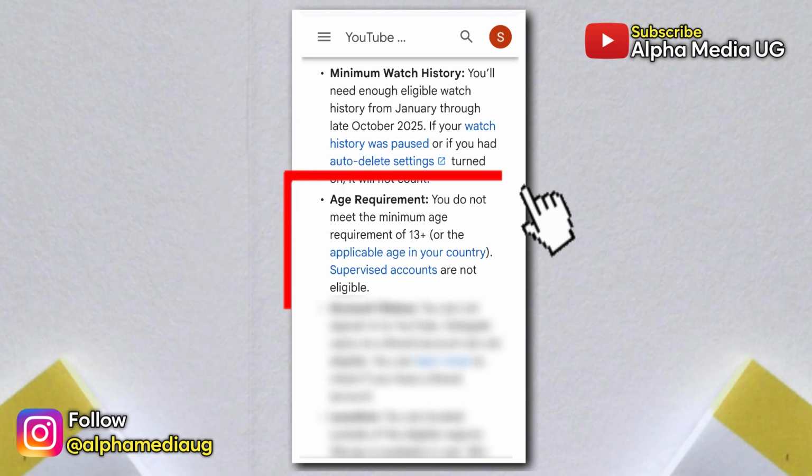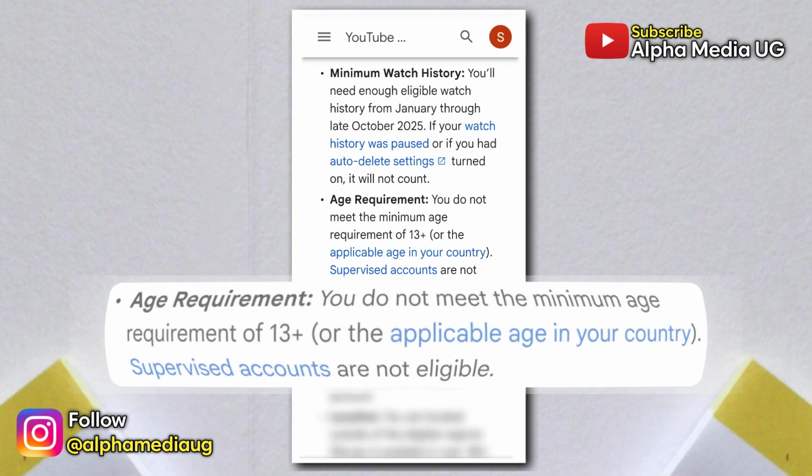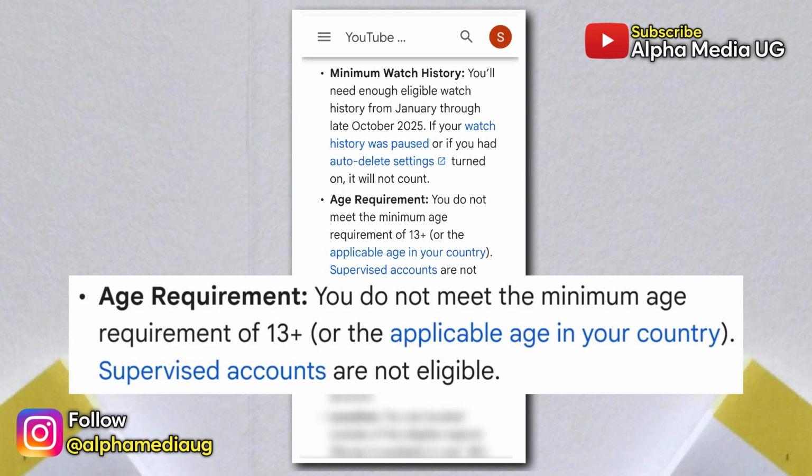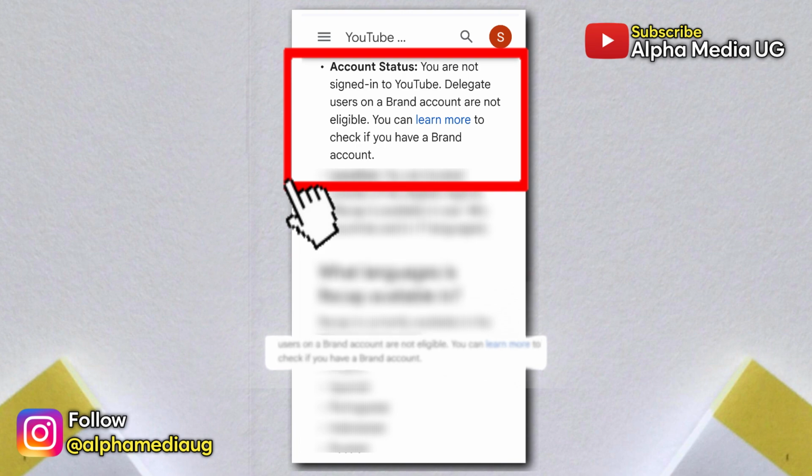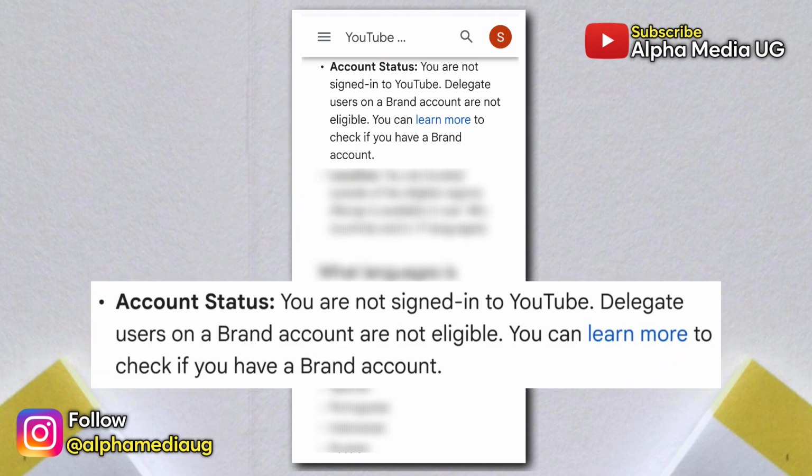The second one is the age requirement. You must be at least 13 years old or the applicable age in your country. Supervised accounts are not eligible. The third one is account status. You need to be signed into YouTube. Delegate users on a brand account are not eligible.